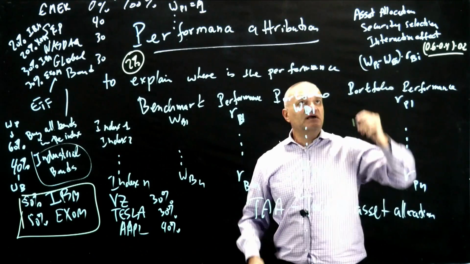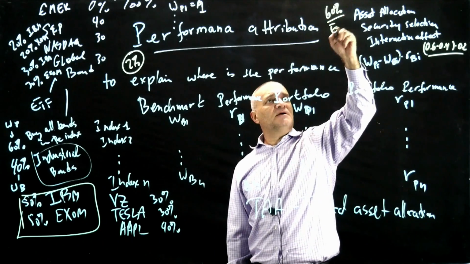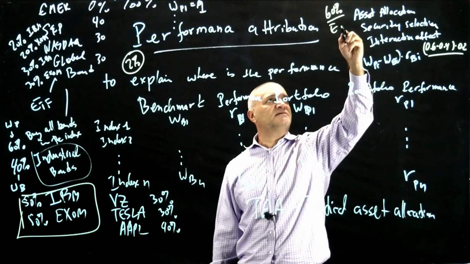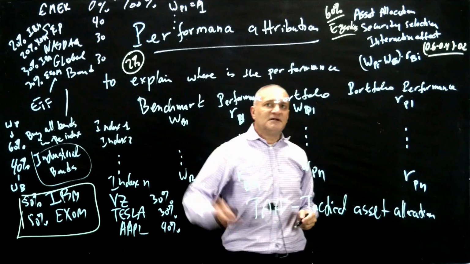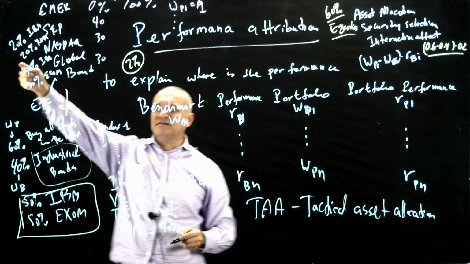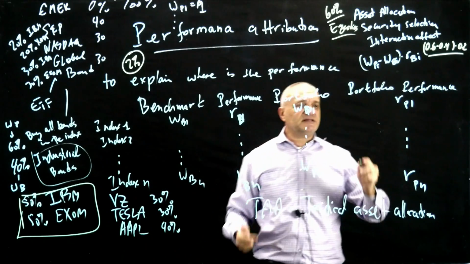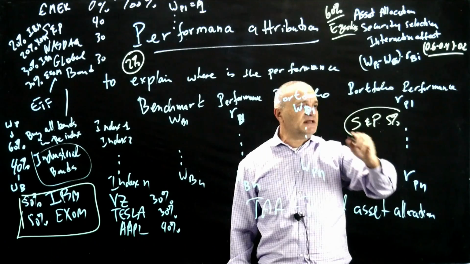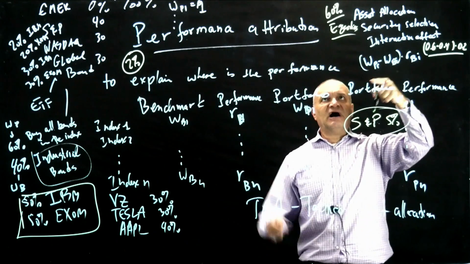So let's say you have a benchmark of 40% industrial bonds and 60% in equities. Here you underweight your equities. If the benchmark is 60% in equities, you're going to invest 40% in equities. And let's say that the S&P actually did return 5% in this case. So then what is going to be your outperformance?